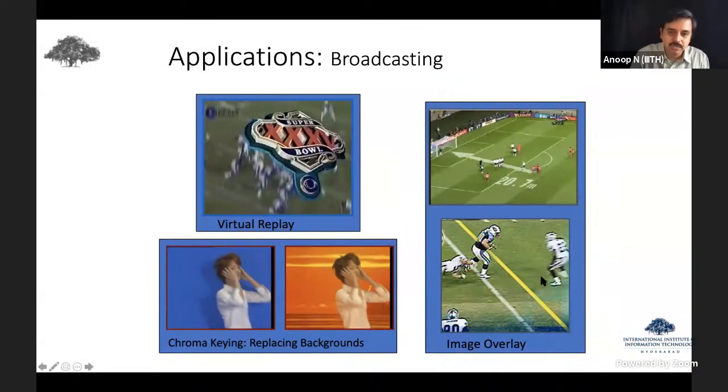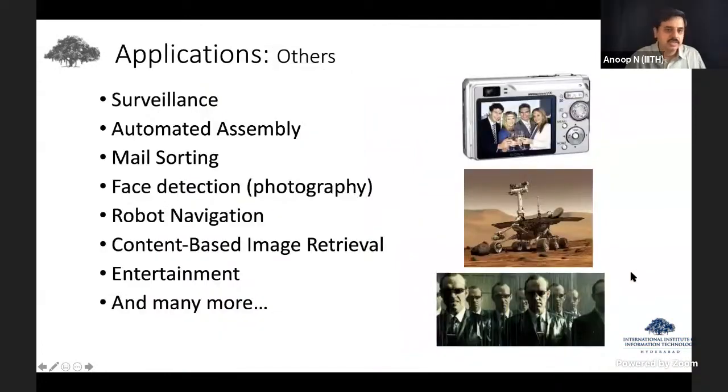You have other applications in TV broadcasting, doing overlays of lines and pictures. This requires detection and understanding of entities inside the image. There are several applications in that, and you can think of several others beyond this one: surveillance, automated assembly, mail sorting, face detection, which many of your cameras already have, robot navigation, content-based image retrieval, entertainment, and many, many other things.